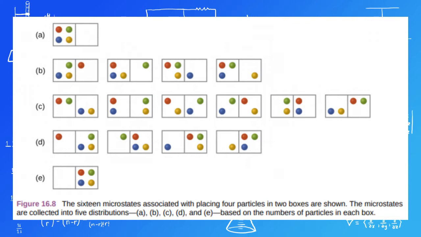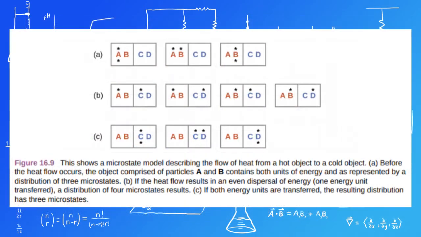Similarly, if you want to look at how energies are distributed without moving the particles, here the stars represent units of energy. You've got a system with two particles in box 1 and two particles in box 2, indicated by red and blue, and you've got two units of energy, two stars that can be arranged in different ways.